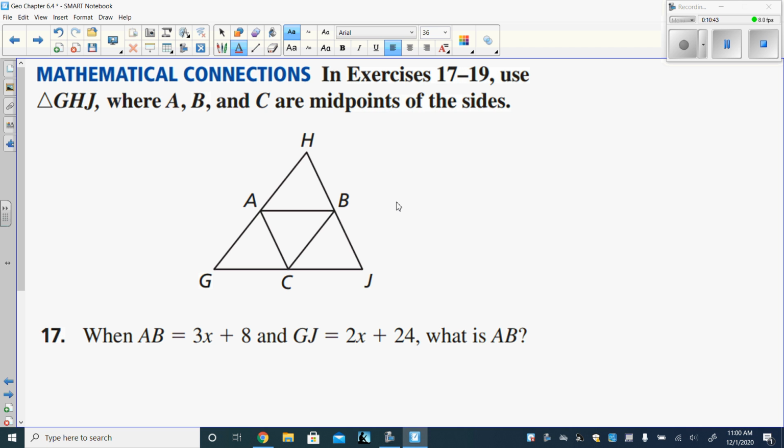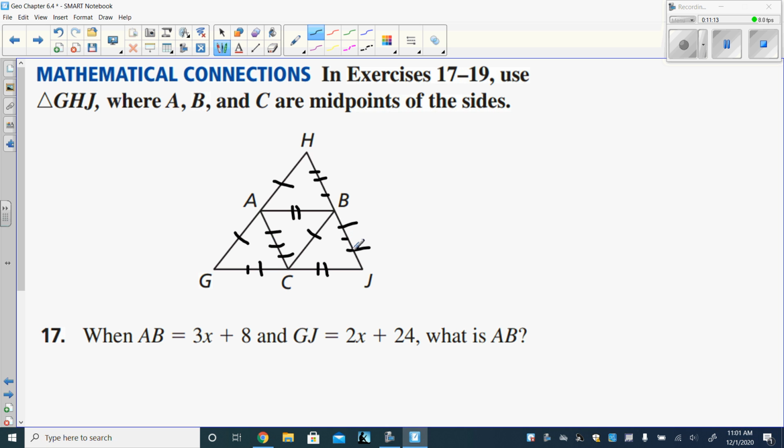Okay, mathematical connection. In exercises 17 through 19, use triangle GHJ, where A, B, and C are midpoints of the sides. So they are midpoints. And since they're midpoints, it means, well, that these three here are congruent. These three here are congruent. And these three sides here are congruent. Okay. And that's going to be kind of handy to know.